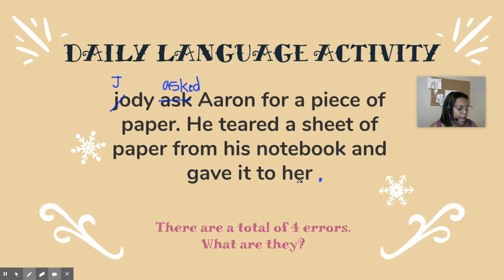So that does sound grammatically correct. However, he would not tear a sheet of paper. He would tear or tore. Tore is much better. Tore a sheet of paper because that's past tense. He did it already. The ed is in past tense. The tore is in past tense. So there are 4 corrections.